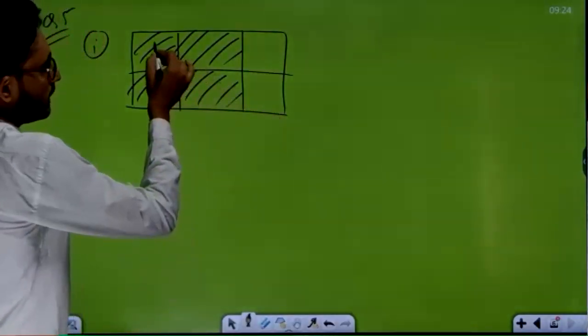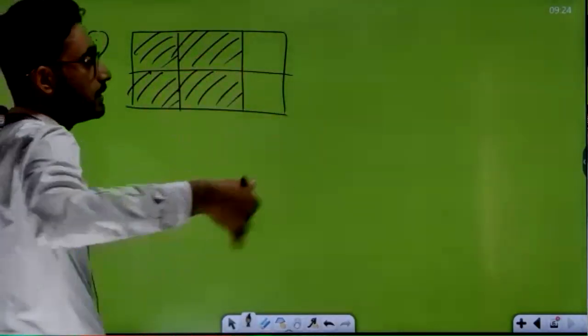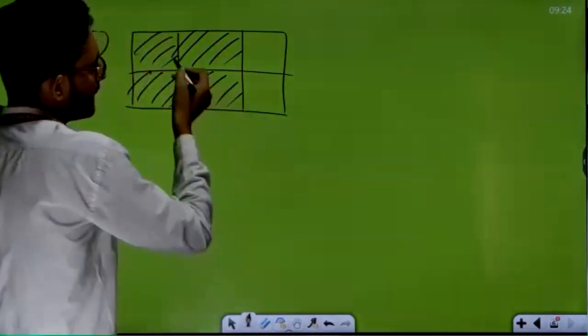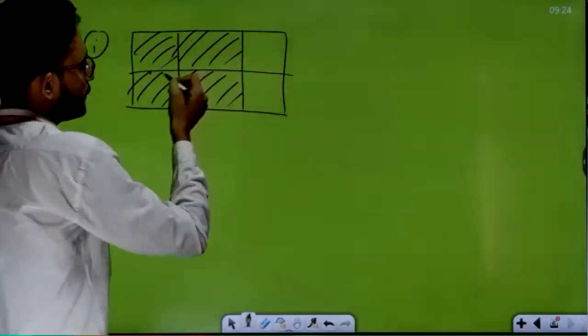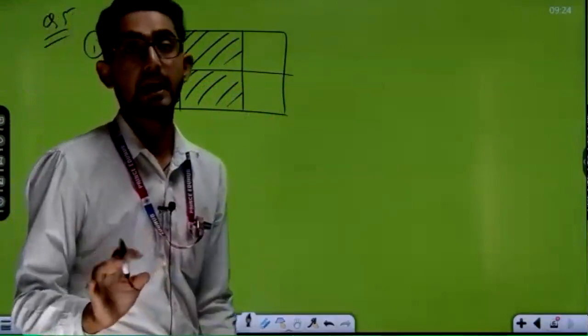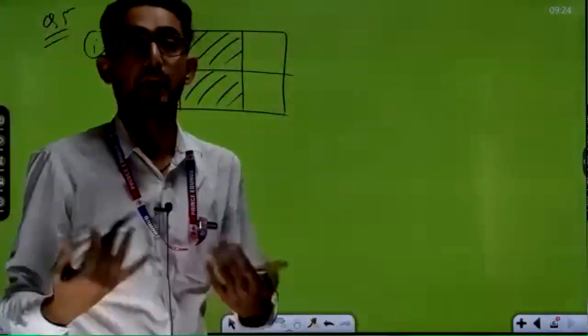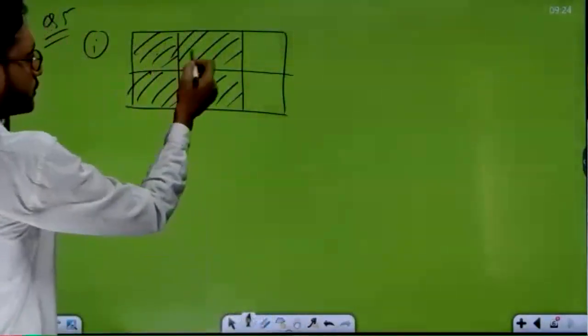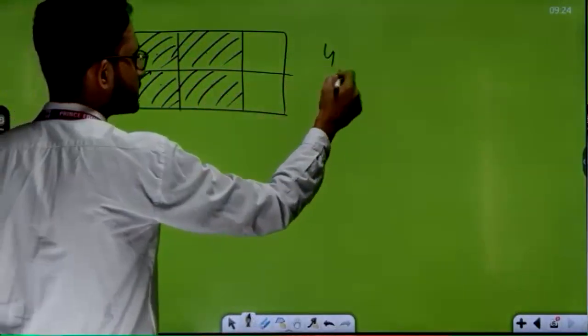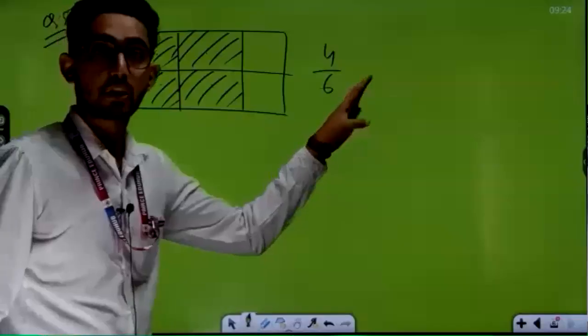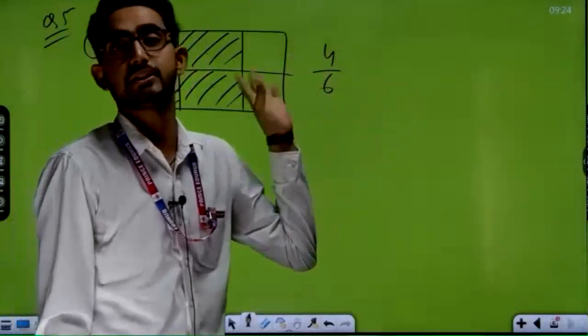Actually, first of all, how will we write this shaded region? How will we represent it? You are saying, sir, we can say there are 1, 2, 3, 4, 5, 6 parts, and out of these 6 parts, how many parts are shaded? 1, 2, 3, 4. So we'll represent it as 4 upon 6. This is the shaded region.